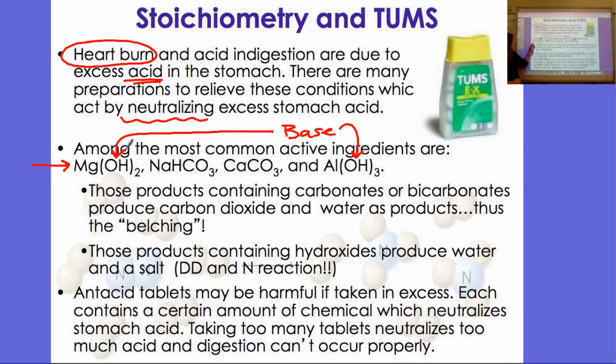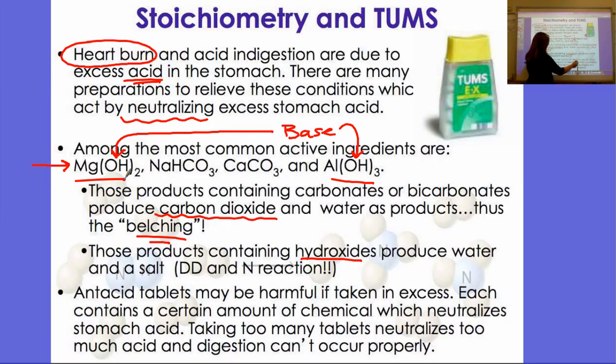Hydroxide. So the active ingredients here are magnesium hydroxide, sodium hydrogen carbonate, calcium carbonate, and aluminum hydroxide. The products that contain the carbonates or bicarbonates produce carbon dioxide and water. Therefore, you burp a lot because that carbon dioxide gas needs to come out somewhere. And the products that have the hydroxide, my aluminum hydroxide and my magnesium hydroxide, are actually what neutralize, remember, neutralization, double displacement reaction, the acid in your stomach and hopefully make you feel better.